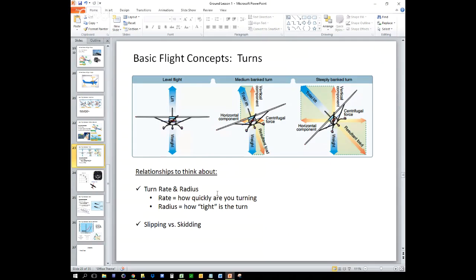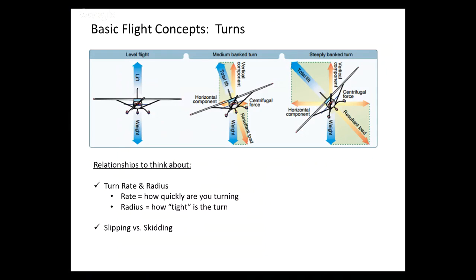All right. So that was coordinated turns. Just one more time, in case I didn't make it clear enough: how coordinated your turns are is directly impacted by your horizontal component of lift versus your centrifugal force. So it's just important to know that skidding versus slipping are highly impacted by those two force vectors.